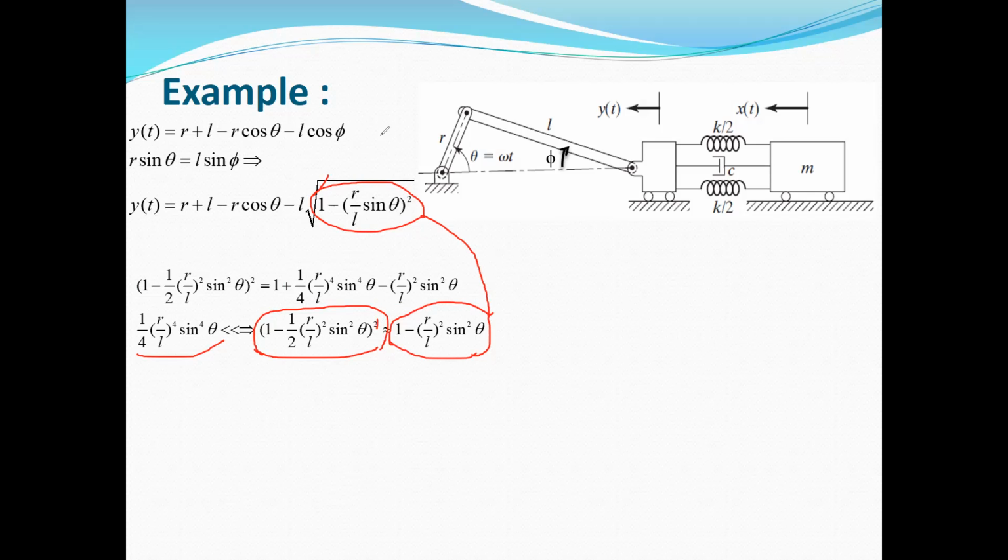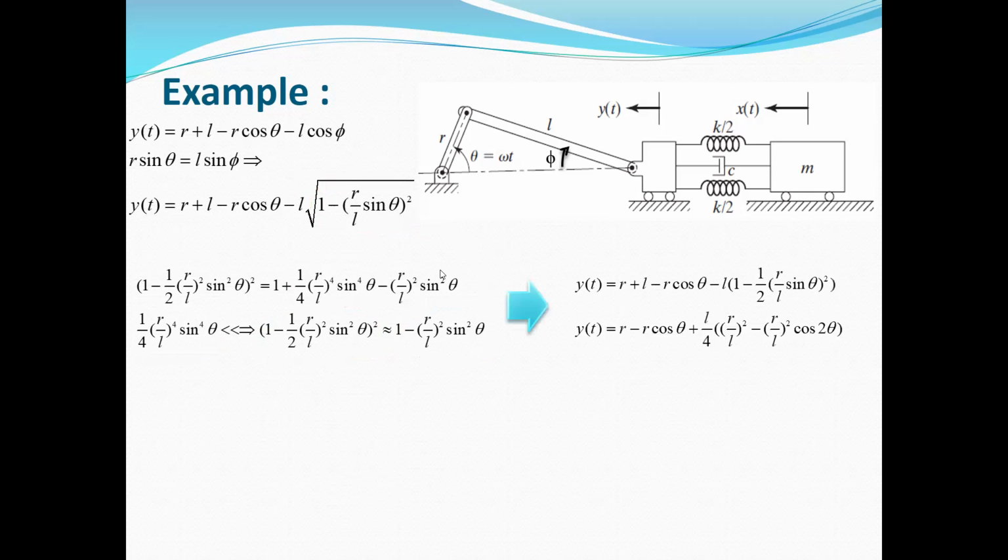And finally, we can extract the harmonics for this function. By simplifying this, it can be concluded that yt is equal to r plus L minus r cosine theta. As you can see, instead of this term, we substitute from this phrase and simplify, because the power 2 will be cancelled out with the square root. Finally, once you simplify this, you can extract that yt is equal to some harmonics of theta and 2 times theta.